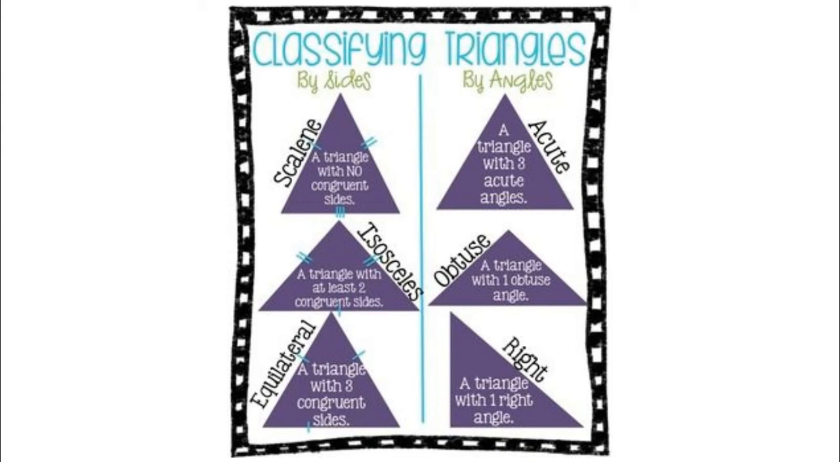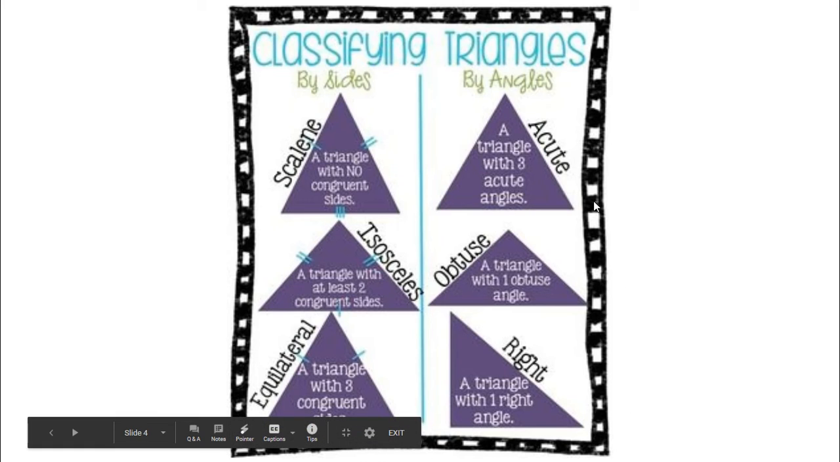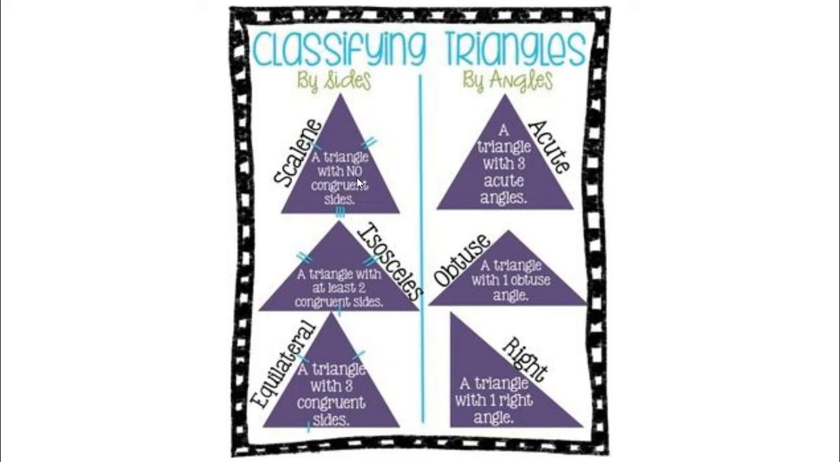So that's the way we can classify triangles by their angles and by their sides. So scalene means a triangle with no congruent sides. So congruent means equal. So you can see that there's one tick mark here, two here, three here. That's trying to show you that all three sides are different. Even though they might look like they're the same, they're different. Isosceles is a triangle with at least two congruent, so that means equal, sides. So there's two tick marks here, two tick marks here. It's showing that this triangle has these two legs equal.